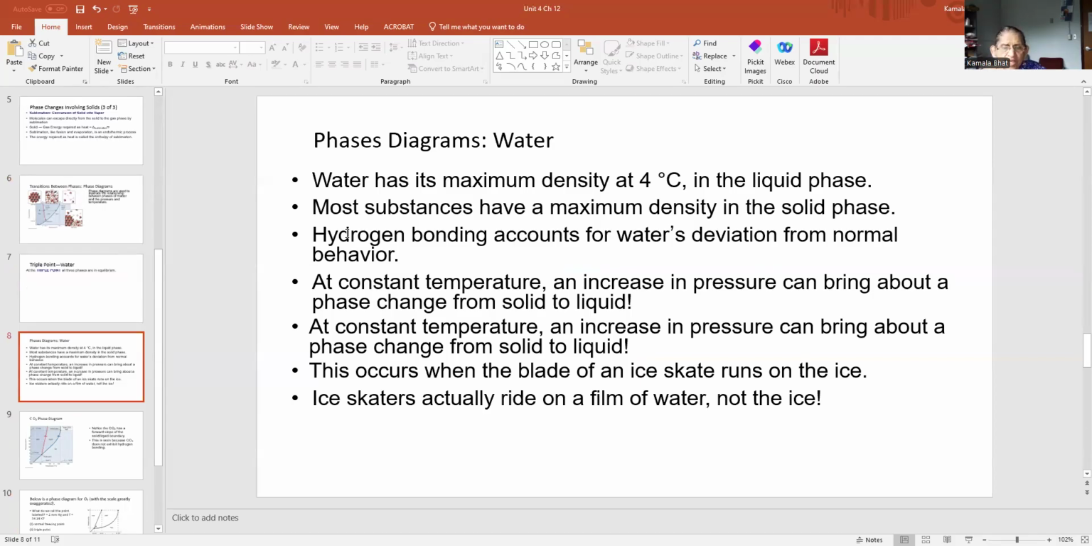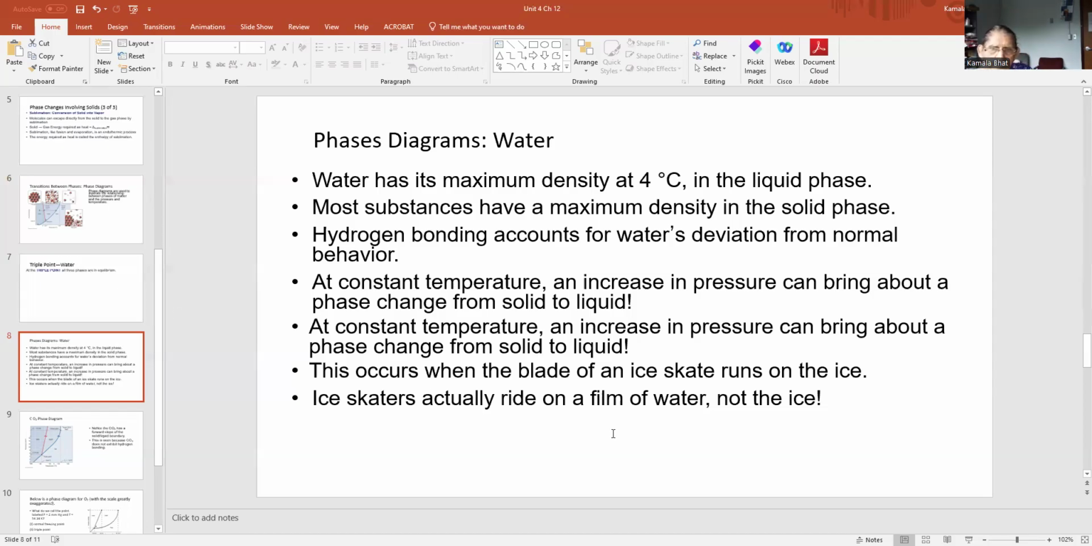So from the phase diagrams for water, we see that water has a maximum density at 4 degrees Celsius in the liquid phase. Most substances have a maximum density in the solid phase. Hydrogen bonding accounts for water's deviation from normal behavior. At constant temperature, an increase in pressure can bring about a phase change from solid to liquid.